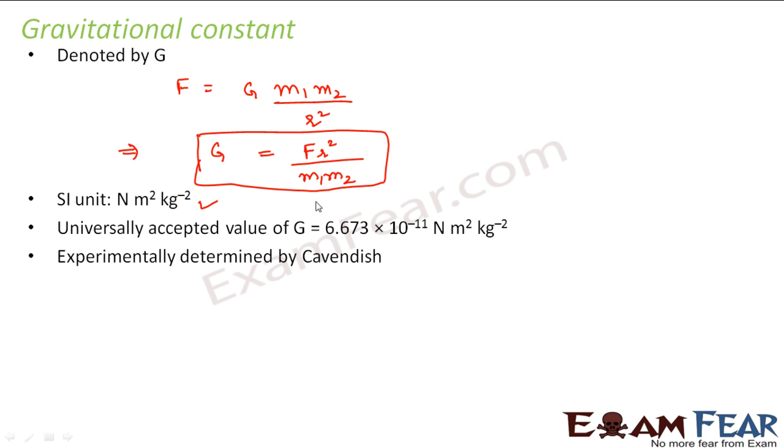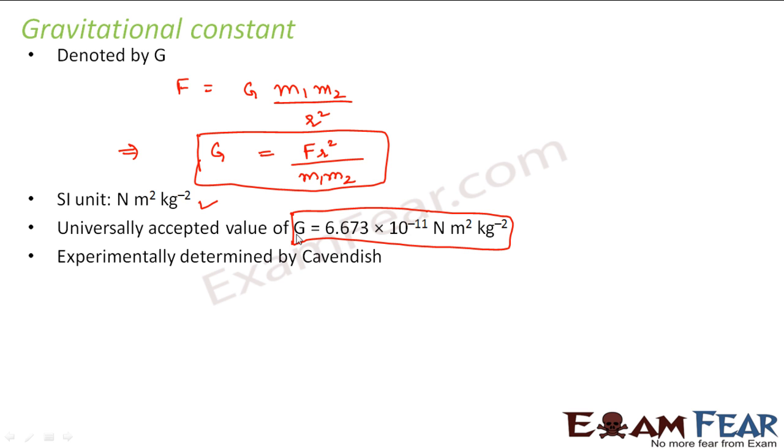The universally accepted value of G is 6.673 into 10 to the power minus 11 Newton meter square per kg square. It is because of the small value of G that when you calculate the force between two objects, the value comes out to be quite small. Now how was this value of G determined? Who determined the value of G? It was experimentally determined by a scientist named Henry Cavendish.